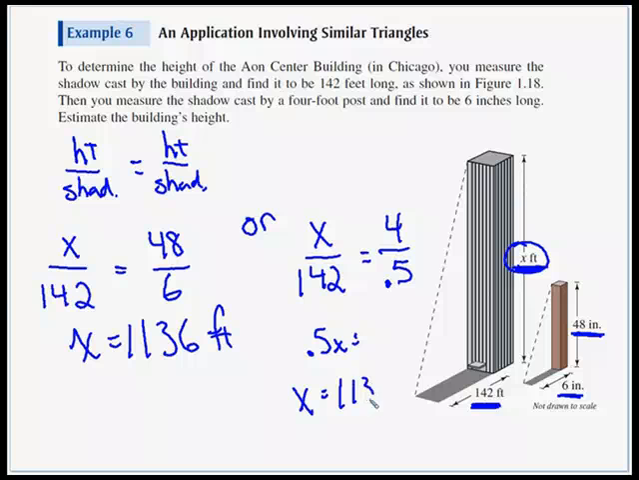X equals 1,136 feet. Another way you could do it is convert this 142 feet to inches, and then you'd have the height and length of the pole shadow in inches, the length of this building shadow in inches. You'd find the height of the building also in inches. And then you could convert back to feet at the end.